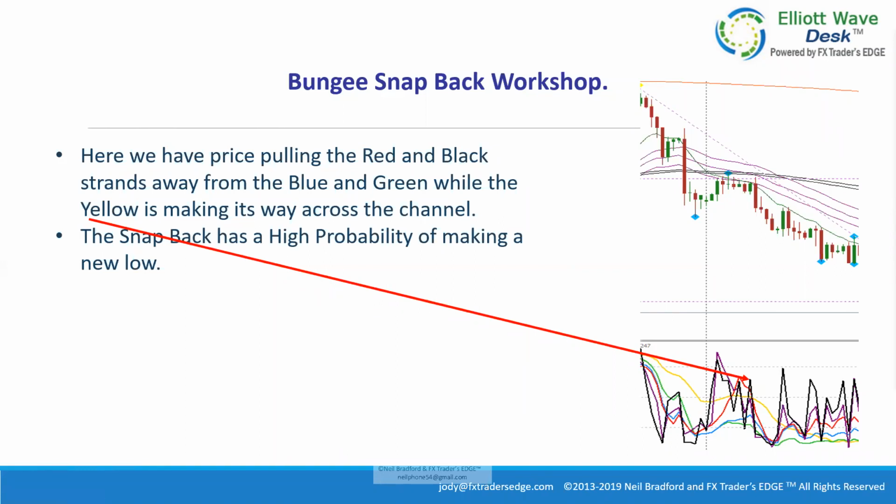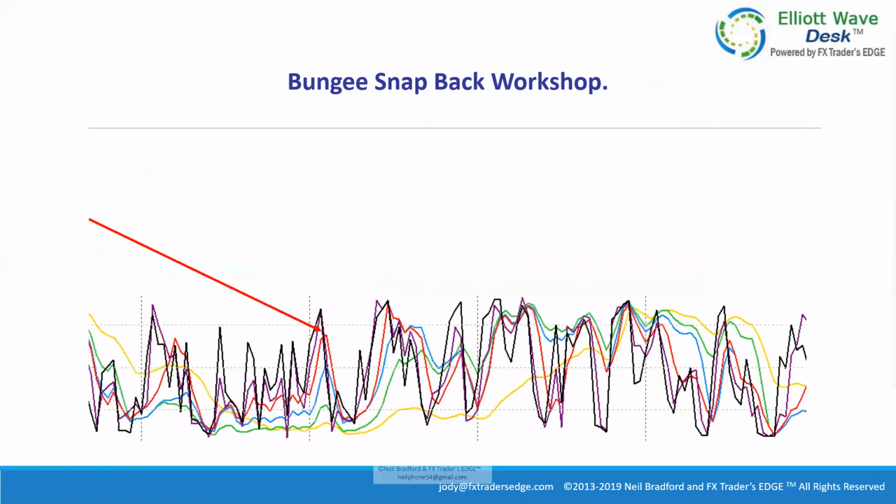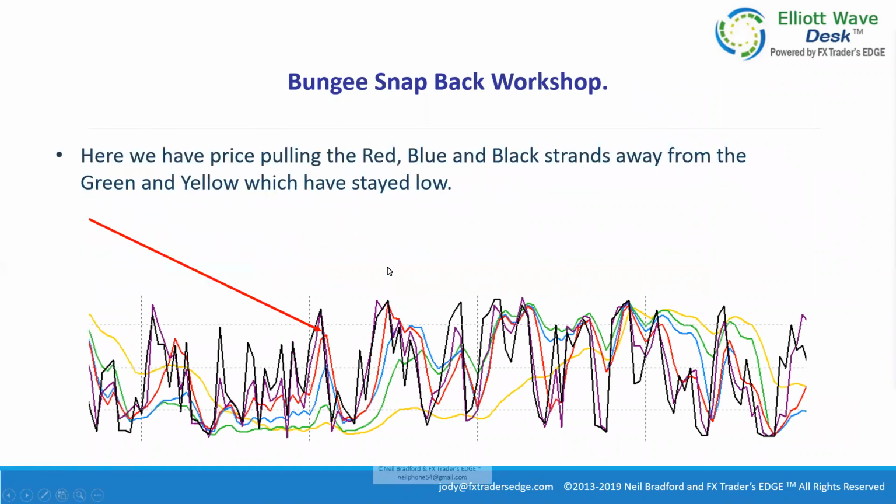Now, there's additional help from the fact that the yellow bungee is on its way to the bottom, so we know we're on a move down. And if we look at the chart there, we can see that price did make a new low. Here's another one. In this instance, the blue is involved in the stretch away as well.